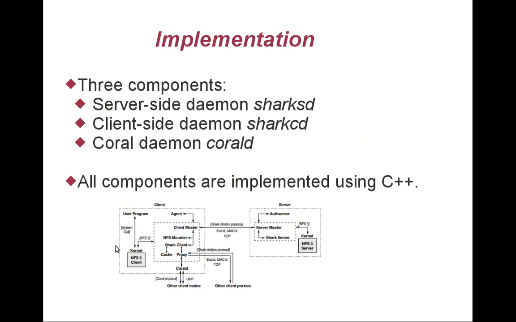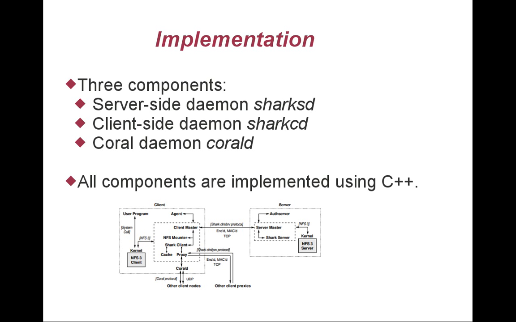So the implementation that has been used for testing, you have three daemons. You have the server-side daemon, the client-side daemon, and the Coral-side daemon. And all of these were implemented in C++, and you can even look at the architecture on the bottom. I'm not sure if you'll be able to see it right now, but you can look at it in the paper by zooming in. And what the server-side daemon does is it's implemented as a loopback client, which communicates with the kernel NFS server. Essentially, it's an NFS, but it's a better version.